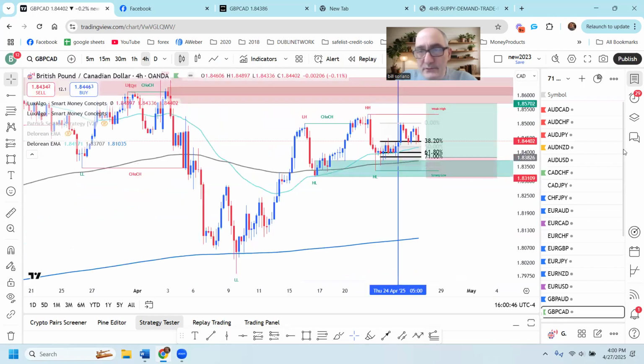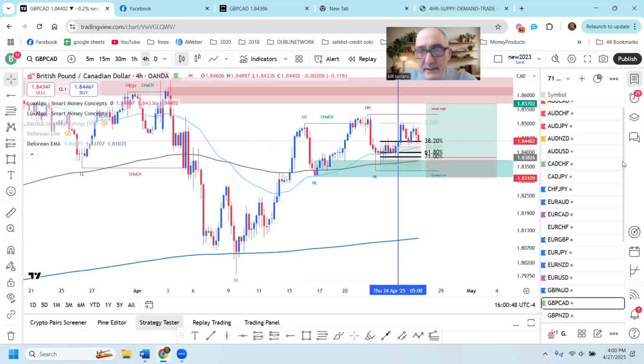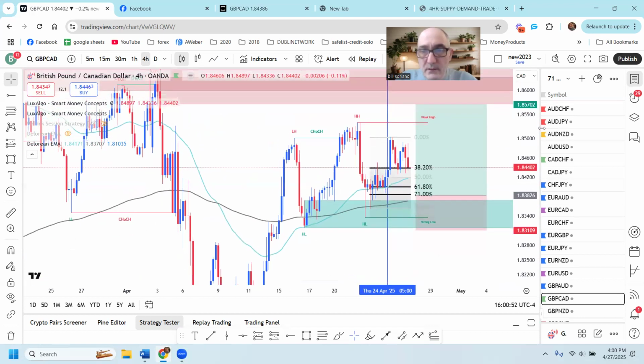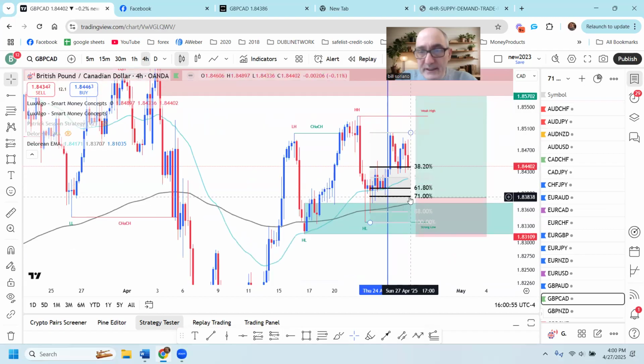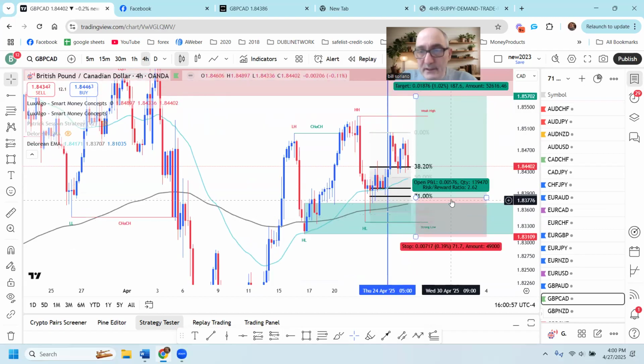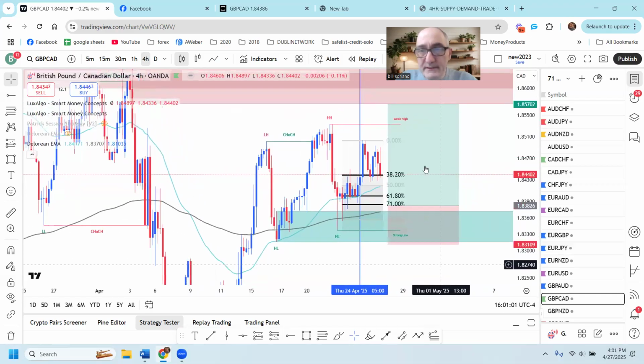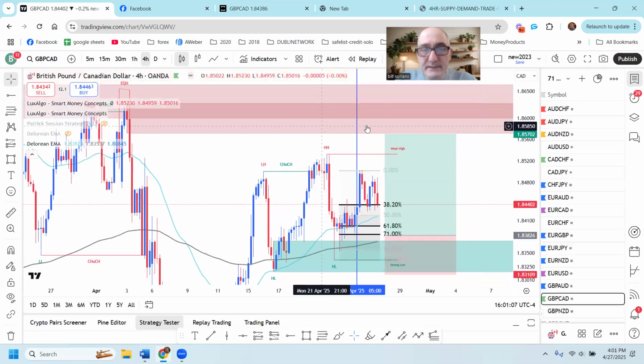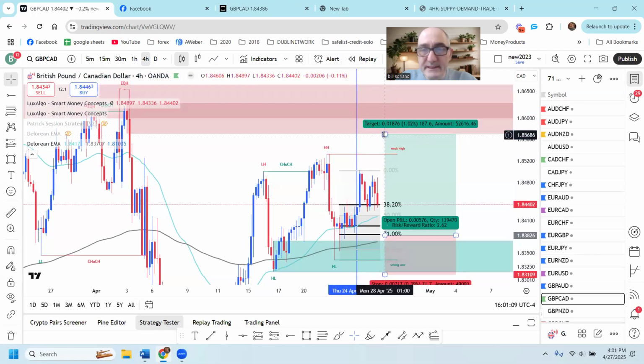GBPCAD, this is our current trade that we have a buy stop order set for, right? We're waiting for price to come back to that 71 zone right there. This gives us a 2.62 risk to reward on this trade. We're using the bottom of our demand zone for stop loss, and we've identified this supply zone up here. We use the beginning of that supply zone for our take profit, and that gives us a 2.62.